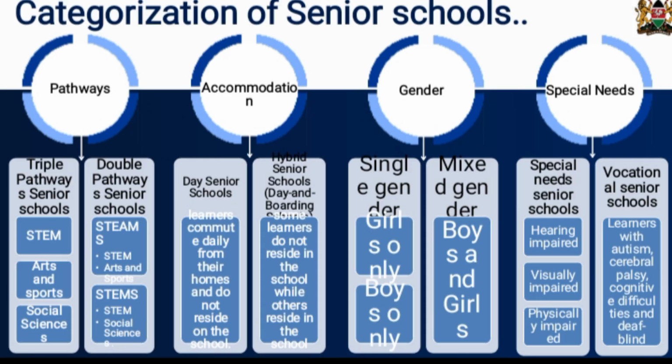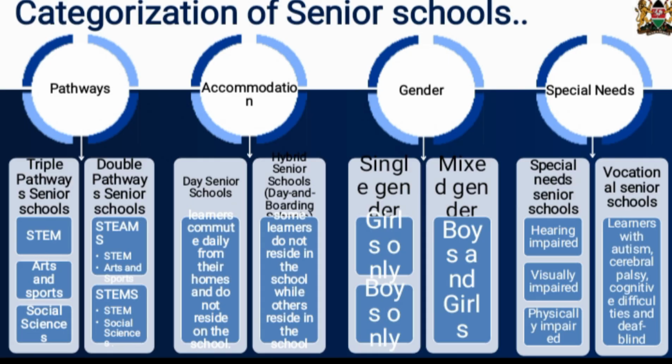Then let's go to accommodation as another criteria. And accommodation, we have the day senior schools and hybrid senior schools, that's day and boarding schools. So under day senior schools, we find that learners commute daily from their homes and do not reside in the school. Then hybrid senior schools, that is day and boarding schools. Some learners do not reside in the school while others reside in the school. Then gender, we have single gender, that's girls only or boys only. Then we have mixed gender, that's boys and girls.